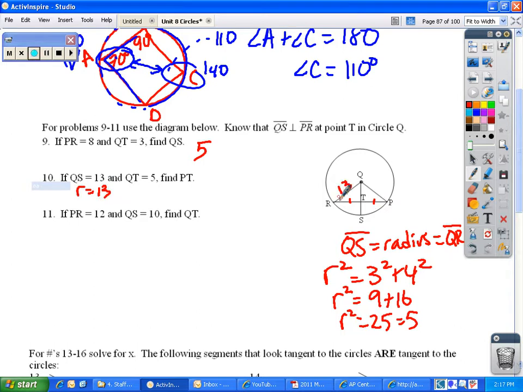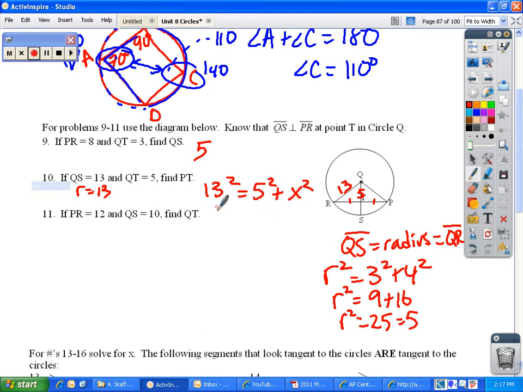I like jumping right here to this is 13. QT, they're telling me, is 5. And so now they're asking me for PT, which is really the same thing as RT, and I'm going to go ahead and use that one. So now we have another right triangle. We now know the hypotenuse is 13, and the legs are 5, and we don't know the other one, so I'm going to call it X.